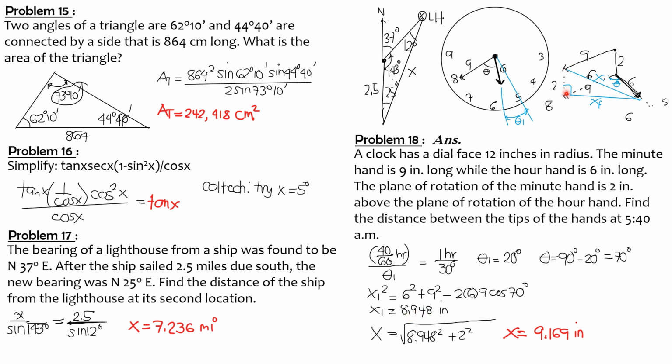Then this is vertical, that is horizontal, so this is the hypotenuse of a right triangle. By the Pythagorean theorem, x is the square root of x1 squared plus 2 squared. So x is 9.169 inches. So that's it for this video.